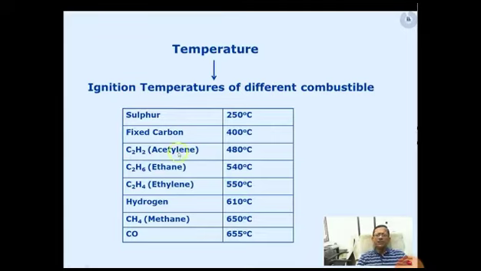All the hydrocarbons, which are the volatile matters basically, are in the range of around 500 to 650 degrees centigrade, right? In fact, you would note that the CO combustion ignition temperature is the highest here. That means once carbon becomes CO, it would still not react with oxygen unless it comes in contact with oxygen where the temperature region is above 655. Okay, so this is the ignition temperature of various combustibles.